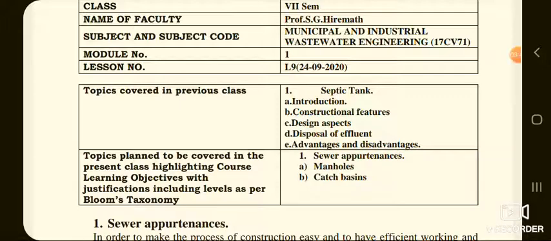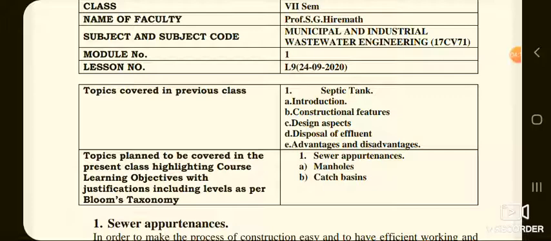And we have discussed the advantages and disadvantages of septic tank. The advantages are, it does not practically require any special attention or skilled supervision. It can be constructed easily. The cost is reasonable as compared to the advantages it offers. Preferably there will be a considerable reduction in BOD and SS, that is suspended solids.